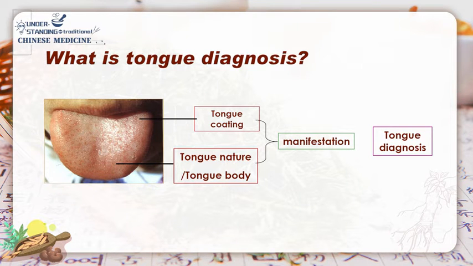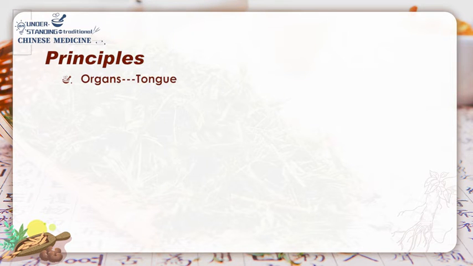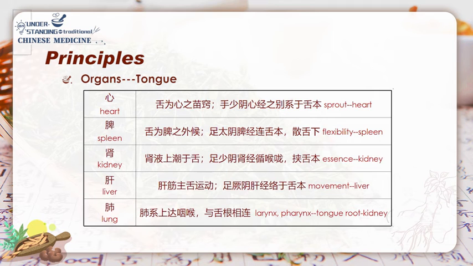And why is the tongue so important? Why can the tongue tell so many inner questions? As in the chart shown here, the zangfu organs are all related to the tongue through the channels and collaterals. The tongue is the sprout of the heart. The heart governs the blood vessels, so the heart blood nourishes the tongue. The spleen and kidney meridians reach the bottom of the tongue.